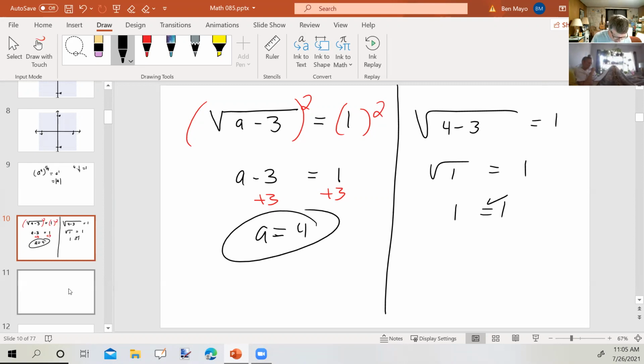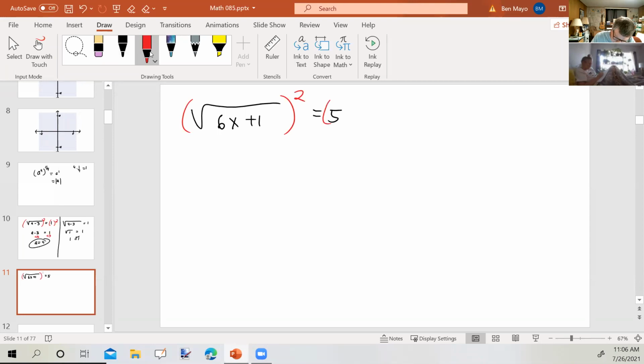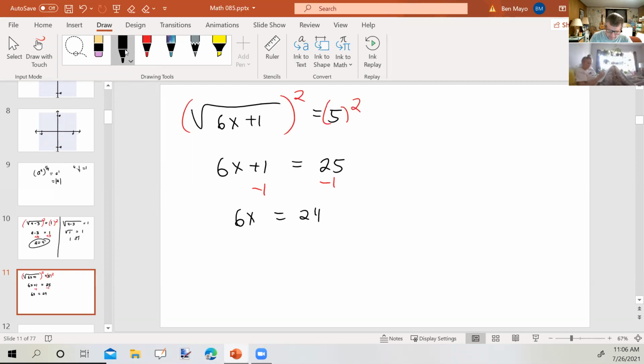Okay, let's go on to another example. The square root of the quantity 6x plus 1 equals 5. Again, we have a single term that's a radical. It's already isolated. So we're going to square both sides of the equation. On the left side of the equation, we get 6x plus 1. On the right side of the equation, we get 25. Solving for x, I'll subtract 1 from both sides of the equation. Then I'll divide both sides by 6 because it's the coefficient of x. So x equals 4.